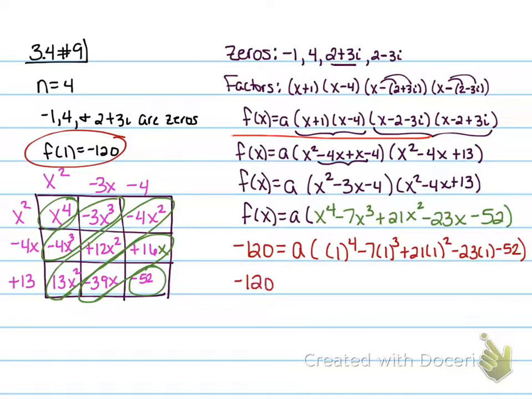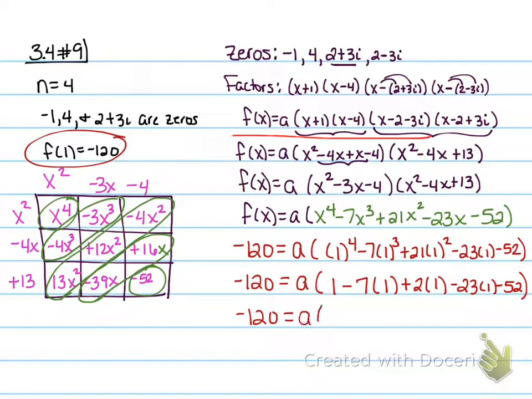So I'm just going to work through the parentheses there. So 1 to the 4th is 1, minus 7 times 1 cubed is minus 7, plus 21 times 1 squared is 21, minus 23 times 1 minus 52. I'm still working. I'm just going to do my multiplication now. So 1, bring it down. Negative 7 times 1 is negative 7. 21 times 1 is positive 21. Negative 23 times 1 is negative 23. And we still have our minus 52.